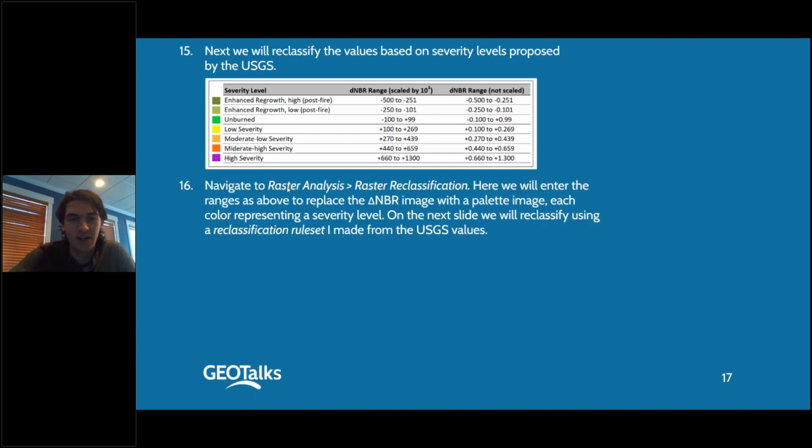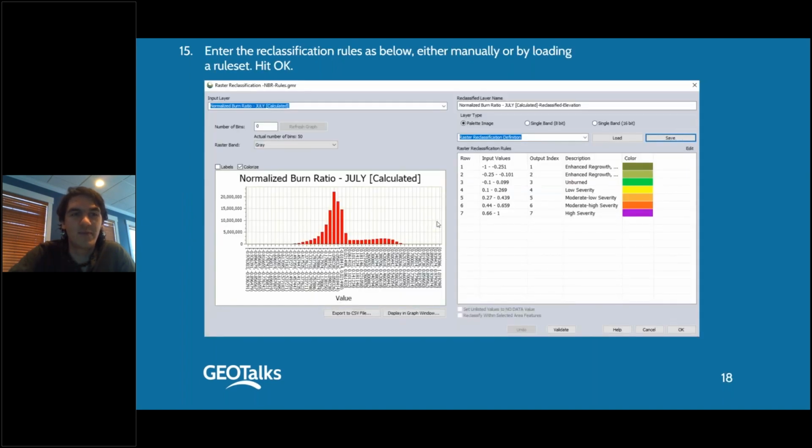So to do this, we're going to go to raster analysis, raster reclassification. And alongside the raster calculator, reclassification is another really powerful tool for isolating the values that are really important in your imagery. We'll enter the ranges as above to replace the raw index of delta NBR with a palette image where each color represents a severity level. On the next slide, we'll reclassify using a rule set that I made by entering those USGS values.